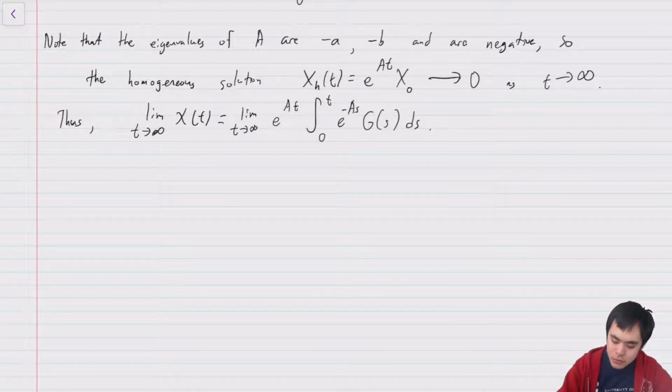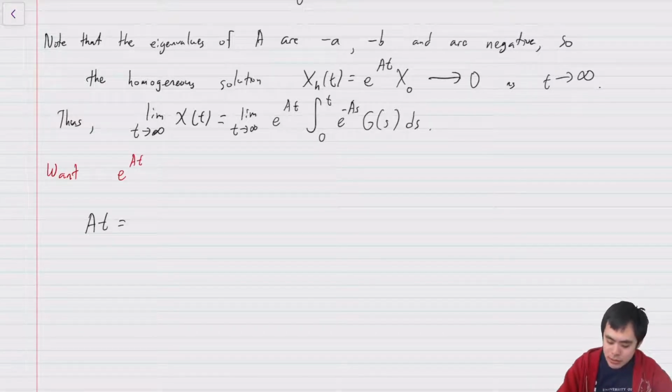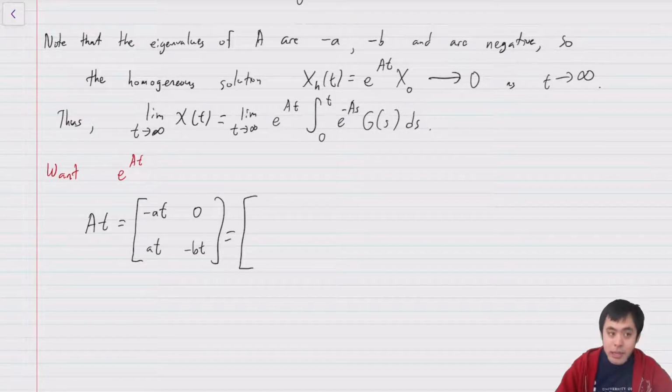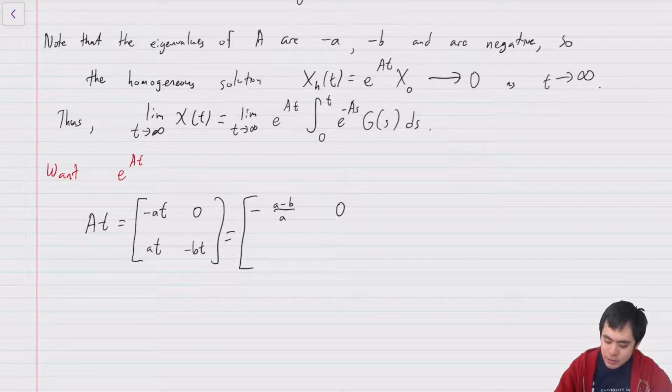So we want to solve, what we want is e to the At. So how do we do that? Well, notice that At is equal to the matrix [minus a, 0; a, minus b] times t. And it turns out we can do an eigendecomposition of this: minus a, minus b over a, 0, 1, 1. And this is going to be minus at, 0, 0, minus bt.